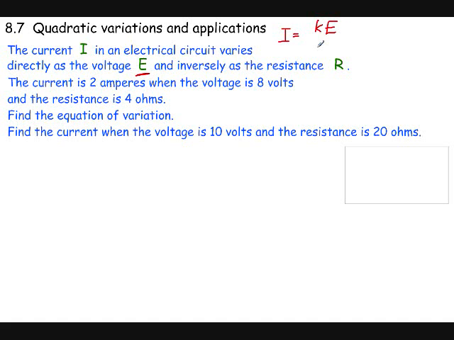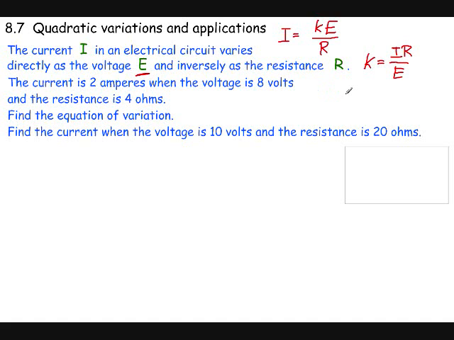And inversely, which tells us that it's going to be in the denominator, as the resistance R. The current is 2 amps when the voltage is 8 and the resistance is 4. So we can use all that information to figure out what K is. Now, let's take a moment and write out K. K would be I times R divided by E.